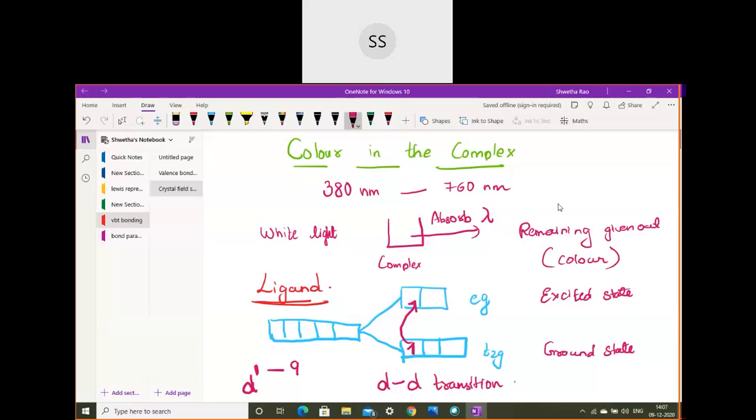Okay, all the electrons in them will be paired up. So there is no possibility that the electron from the ground state can go to the excited state. So such compounds will appear colorless. Remember this, we have even done it in the d block, if you can recall. Okay, so in the d block also we discussed the same thing.